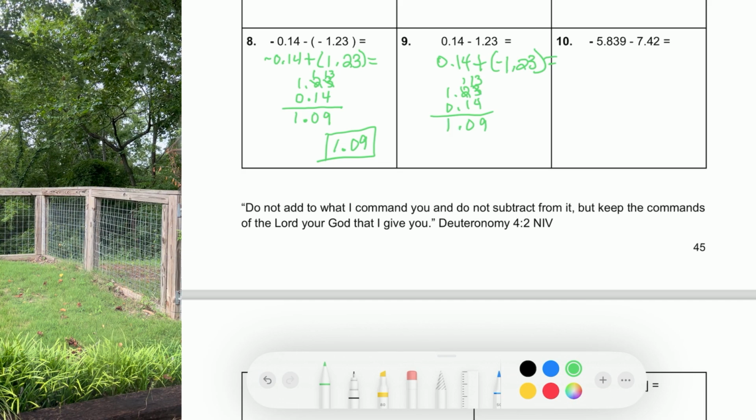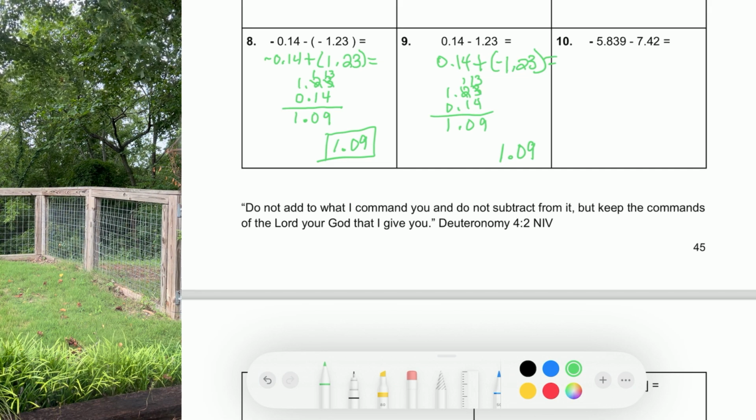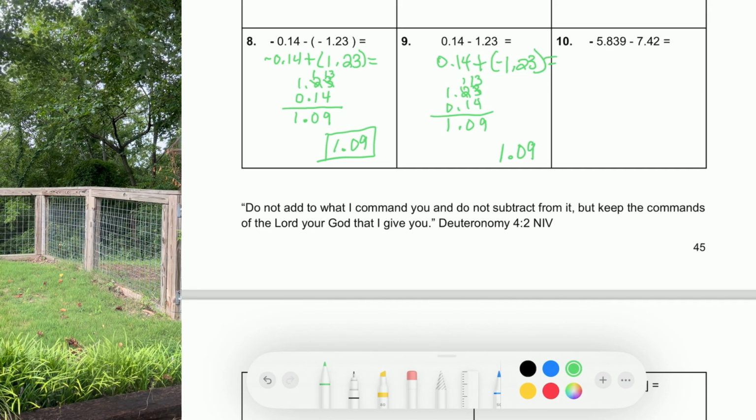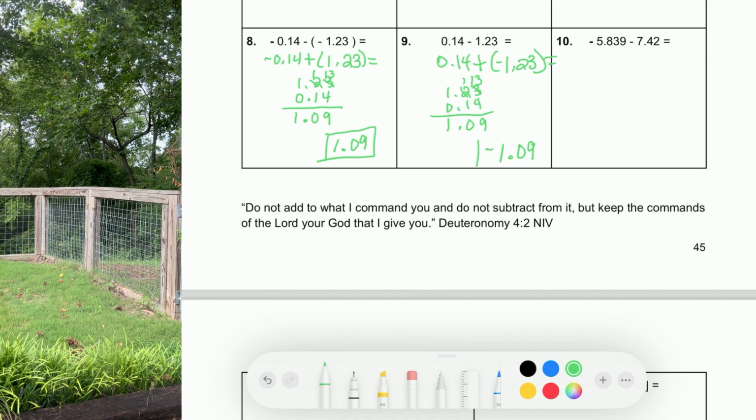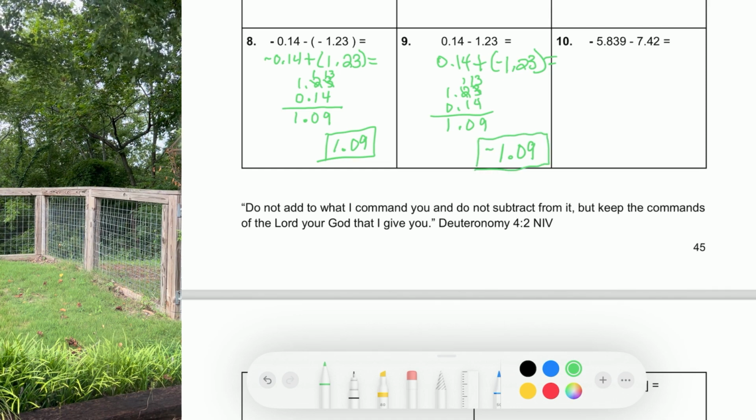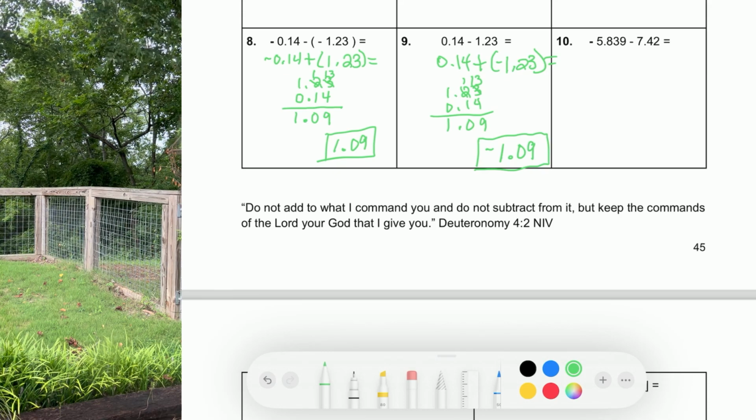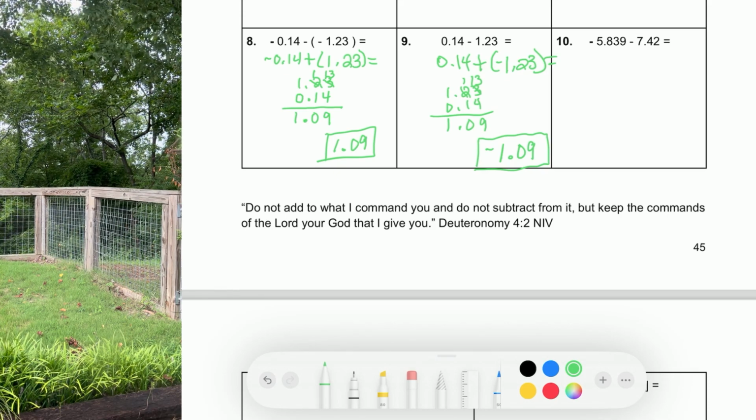So go ahead and write that down. But we're not going to end up with a positive version of this number because now the 1.23 is the negative number and it is greater than that 0.14. So this answer will actually be negative, all because they changed which number was the negative number.